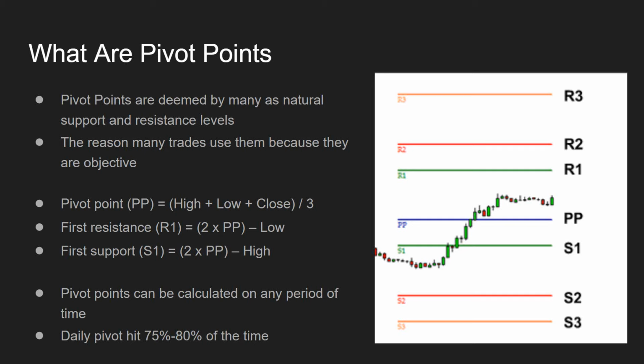One of the reasons a lot of people like to use pivot points is that they have a very high hit rate in terms of how many times a pivot point is touched. The daily pivot point is hit around 75 to 80% of the time. Now, I'm working on a different strategy which uses the daily pivot point as a take profit target, because if it gets hit 75 to 80% of the time, you are in a good place to know that it's going to hit that pivot point at some point.